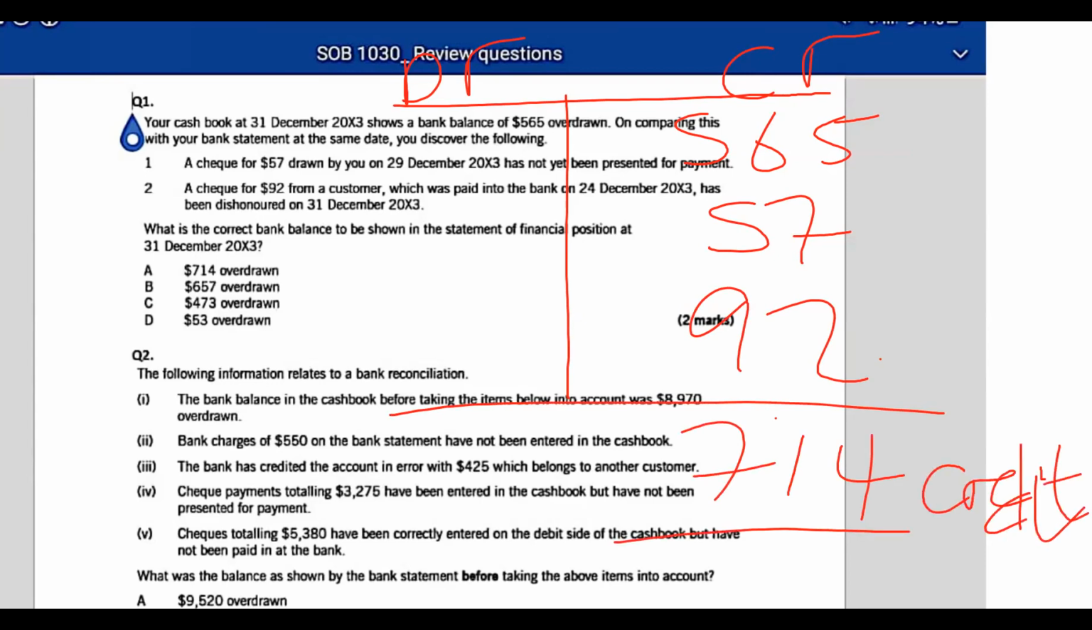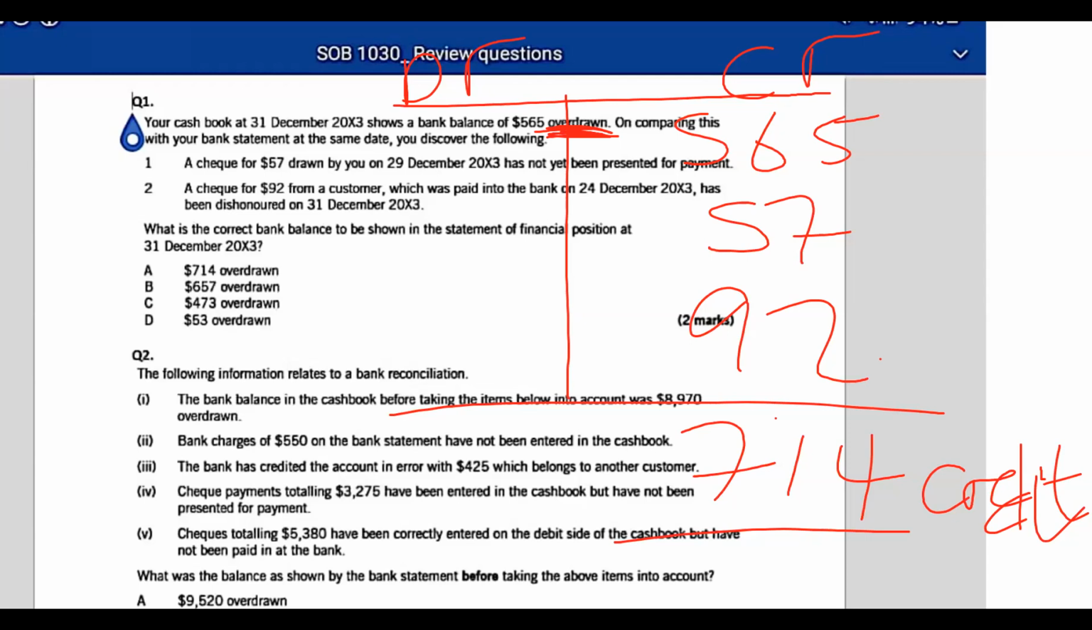All right. So we need to check how the entries are recorded. Once you find the keyword overdrawn, note that overdrawn means it's a credit entry. It means it's on the negative side of the bank balance. This is your cash book, and it has two columns. So it is on the credit side.